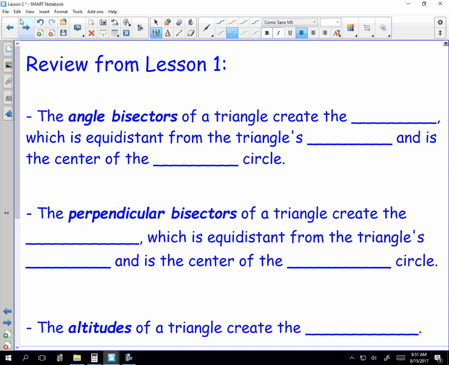Okay, quick review from lesson 1. The angle bisectors of a triangle create the incenter, which is equidistant from the triangle's sides, and is the center of the inscribed circle. So it's an inside circle, equal distance from all of the sides, and that is the incenter.